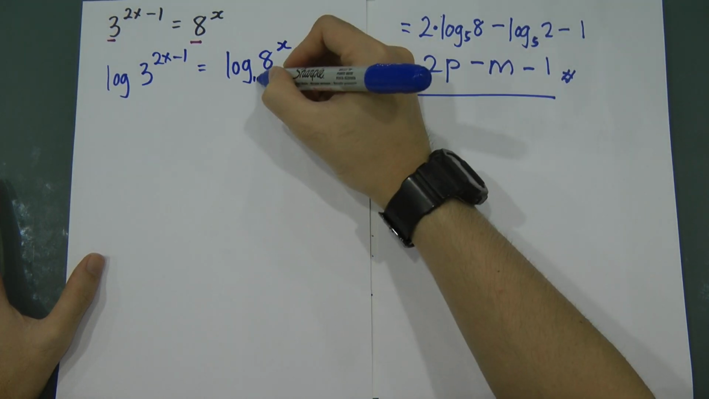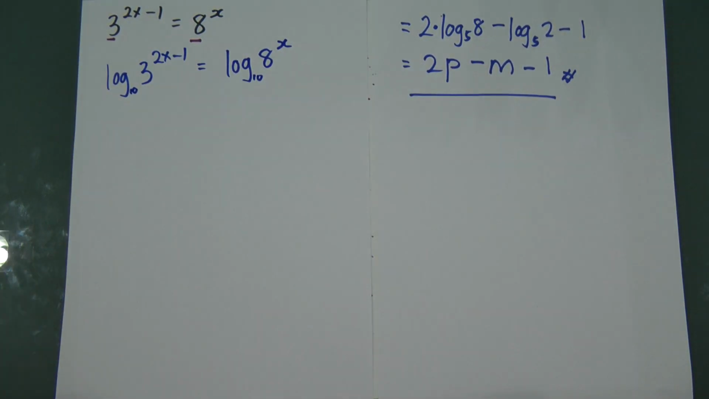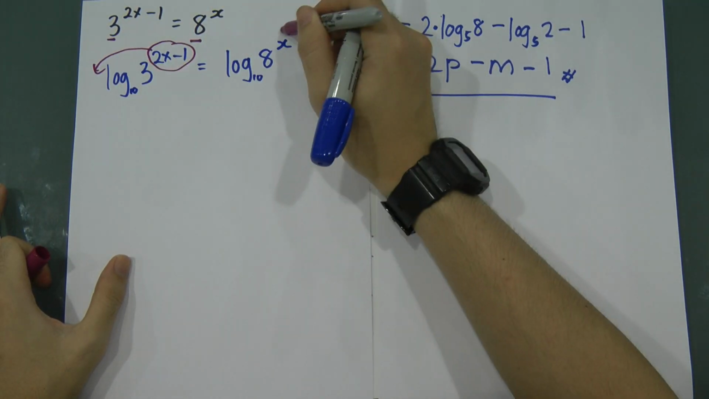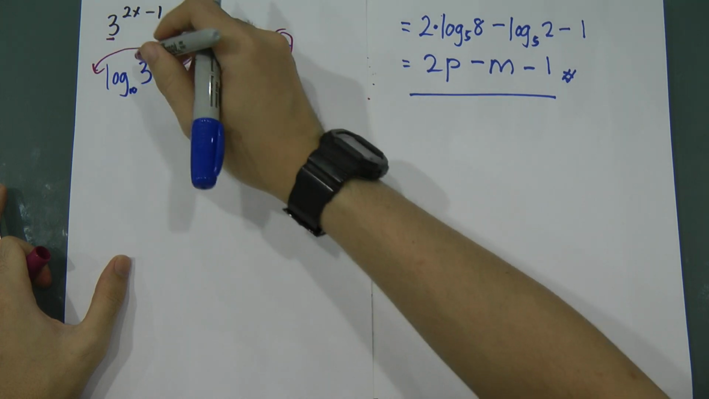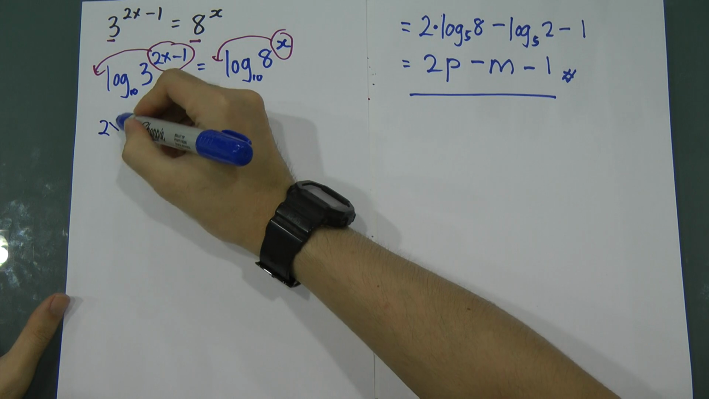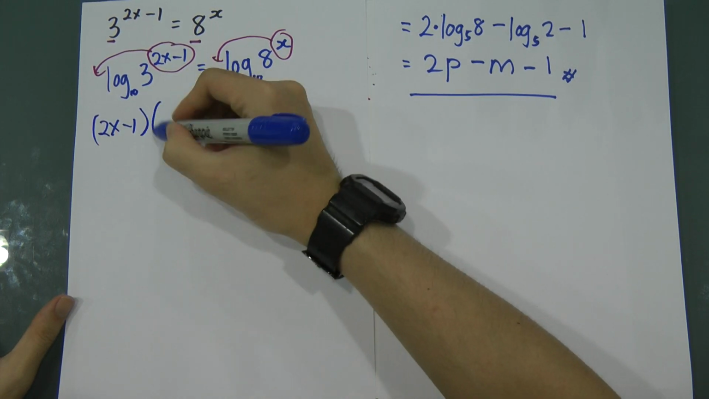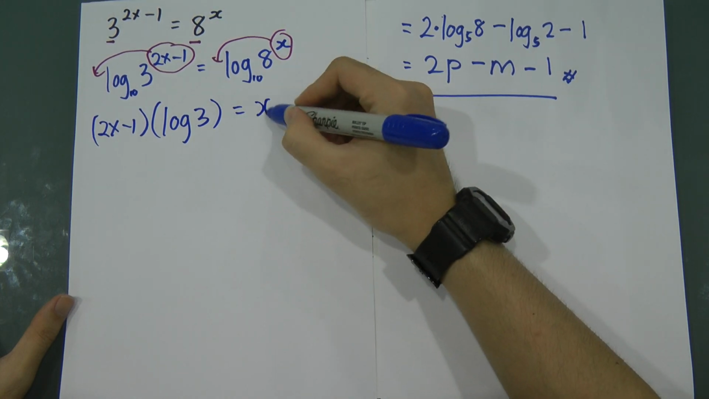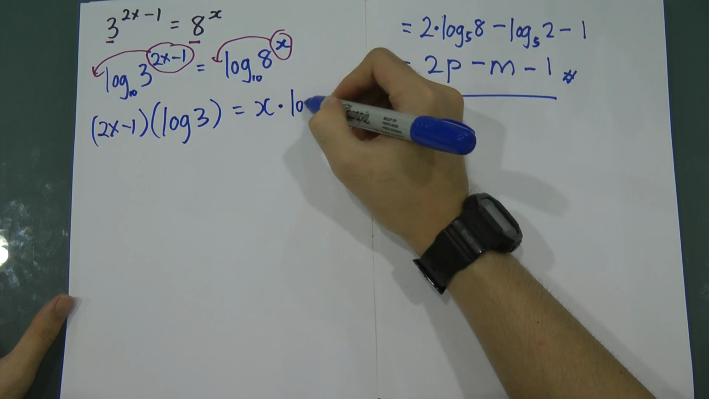Okay, if you worry, you can write the 10 on the bottom, it's okay also, but most of the time we don't need to write that. Alright, and then if you know the rule of the log, we know that the power we can move in front. Correct or not? The power we can move in front because the whole thing multiplies this one. Alright, so I will get 2x minus 1 multiplied with log 3 equals x multiplied with log 8.